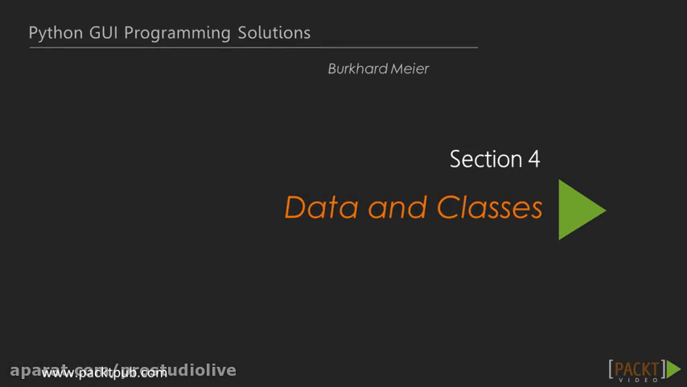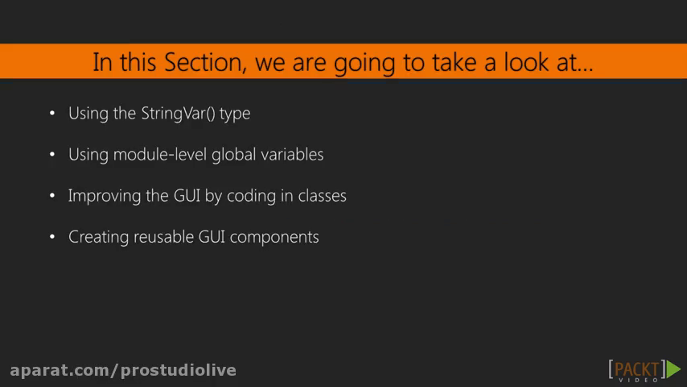In the last section, we learned how to customize the look and feel of our GUI. In this section, we will save our GUI data into tkinter variables. We will use data and OOP classes using Python 3. We'll see how to use string var, then how to get data from a widget. Then we'll see how to use module-level global variables. We'll then refactor all our procedural code in classes to improve the GUI. Finally, we'll see how to create reusable GUI components.